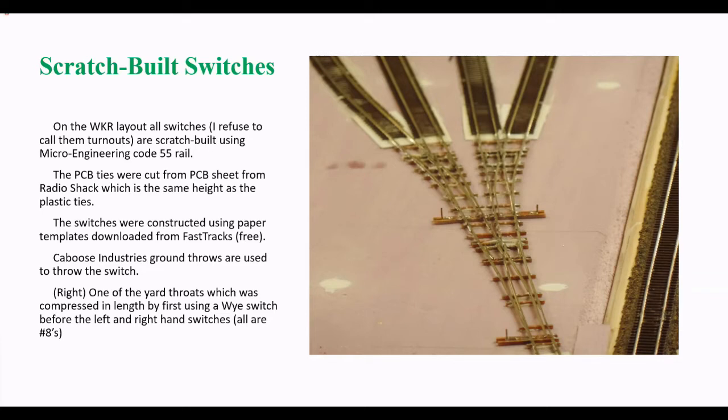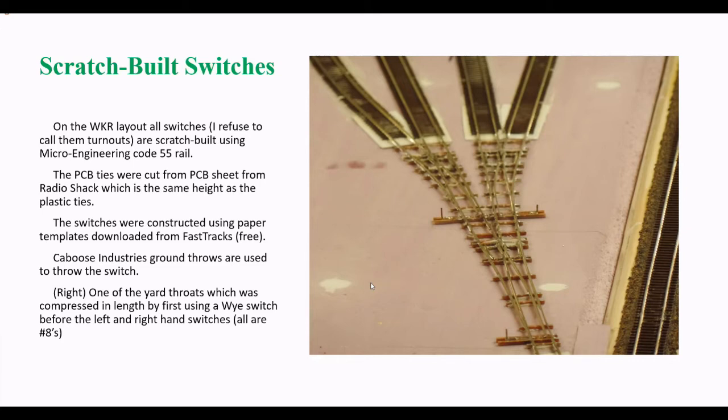And what we ended up doing was using PC ties. Now, one thing to notice, if you look at a Fast Track's template, this is about twice as many PC ties as they use. I like mine bulletproof. I don't want any problems or shiftings later on. So I use a lot more of the PC ties. Caboose Industry ground throws are going to be used. So here I have the connections where they're just going to slip over that.